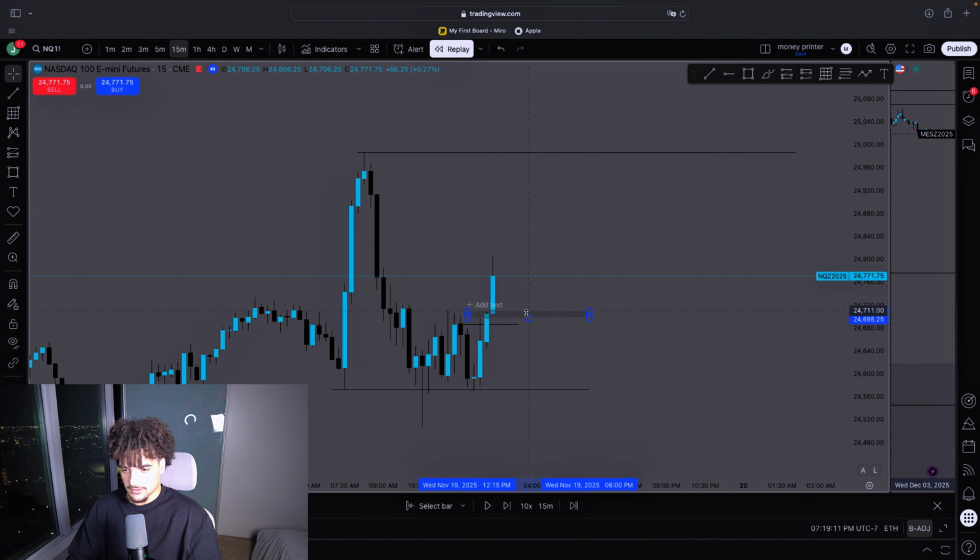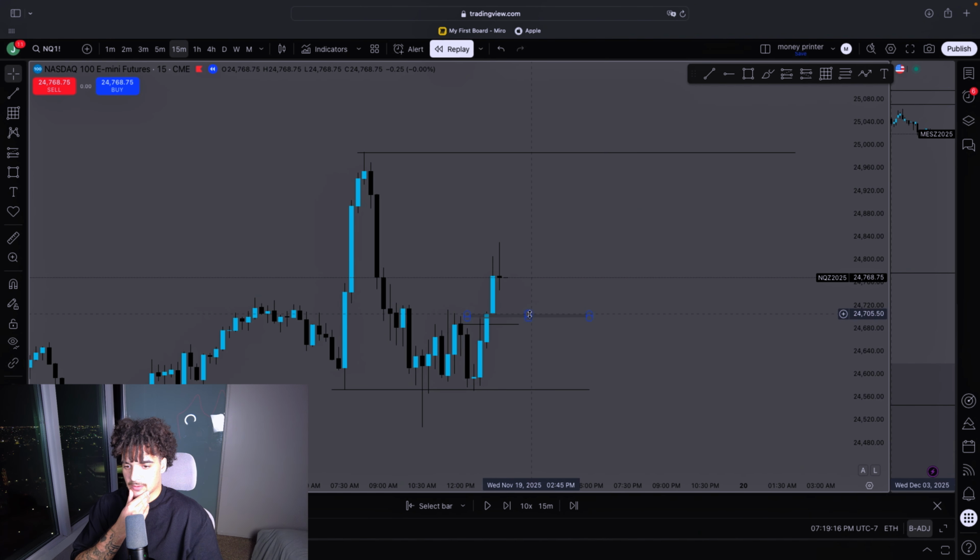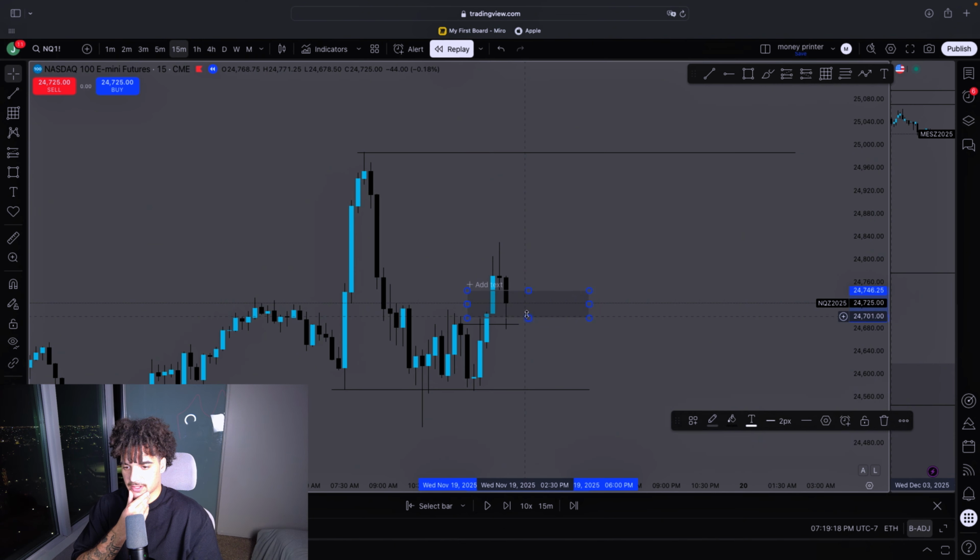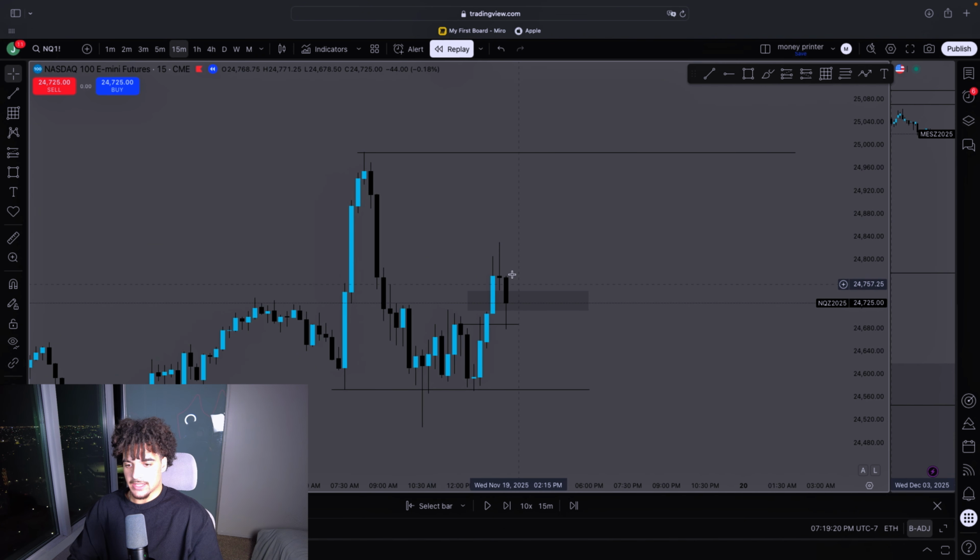So I see that we have this little itty bitty one right here. Let's see if we can form a better one than that, though. So yeah, we form this nice size 15-minute fair value gap right here. Boom. And then you can see price action comes and taps into this gap.